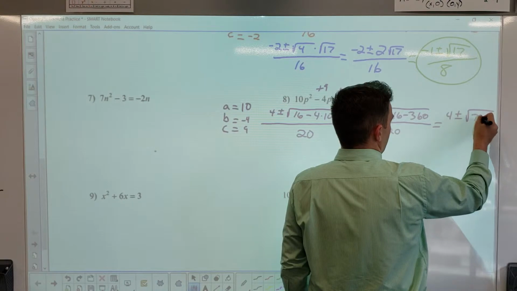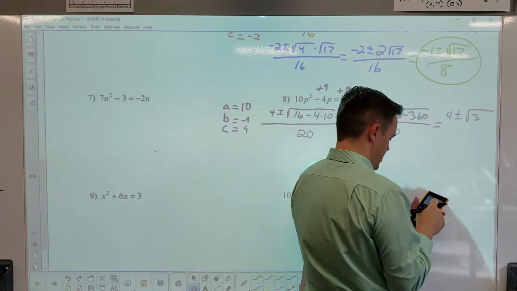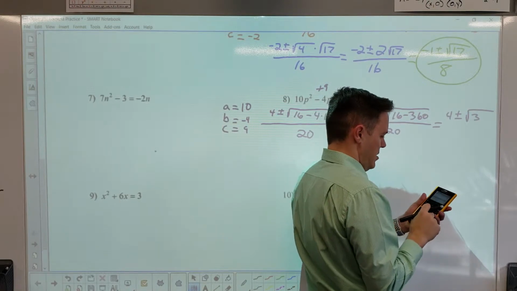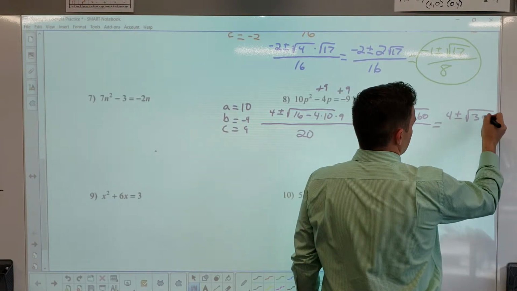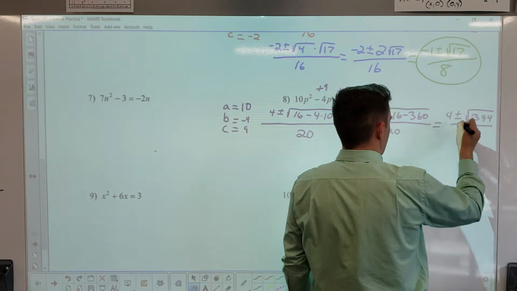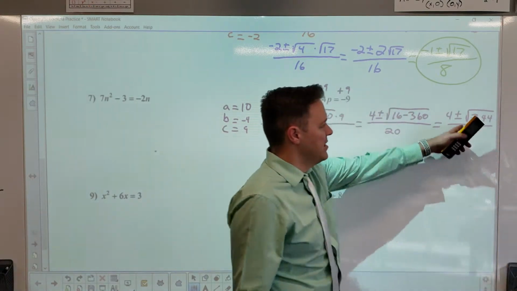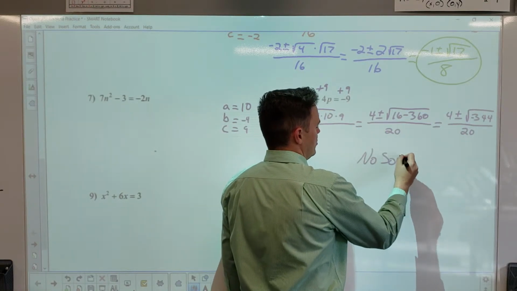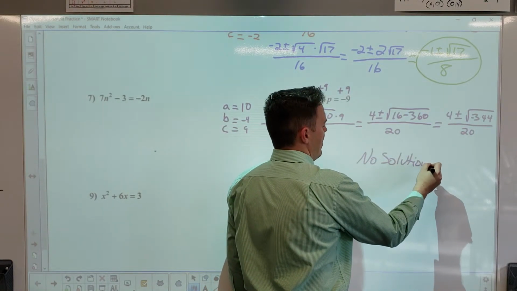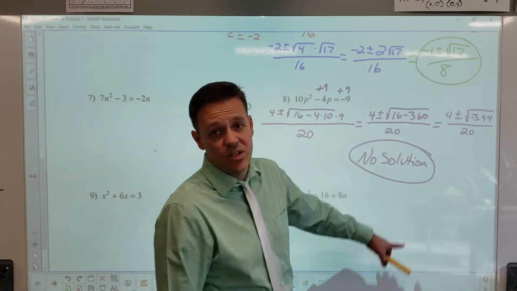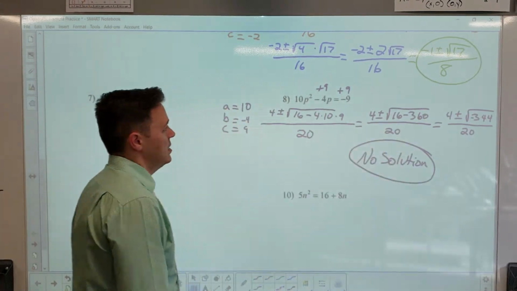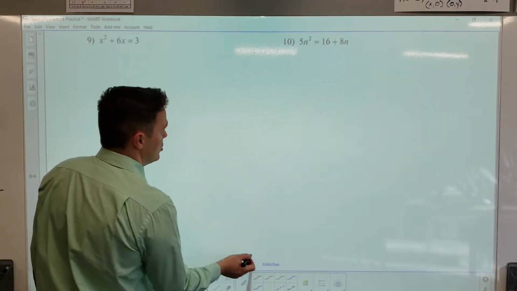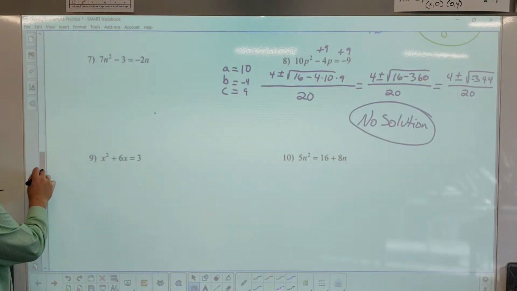it's going to be 344. Brain's been working slow today. Negative, all over 20. Negative number means that this graph has no solution because you cannot have a negative square root. Ladies and gentlemen, this is the only one, but I wanted to give you an example of what it would look like. So number 8 is the only no solution, but that's a good example of how to do it.